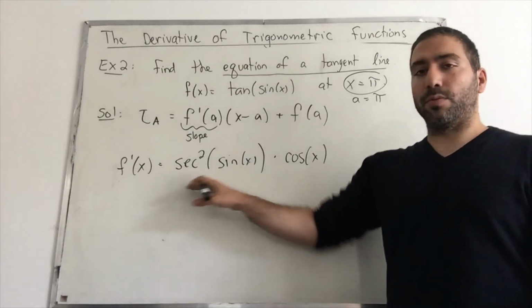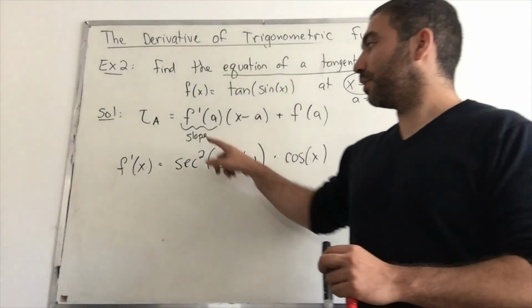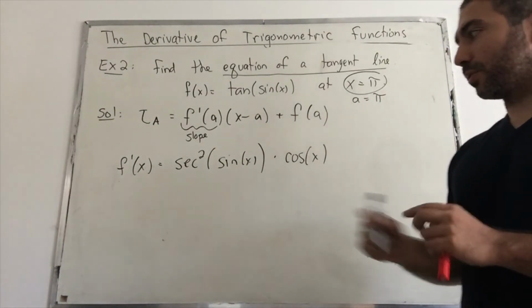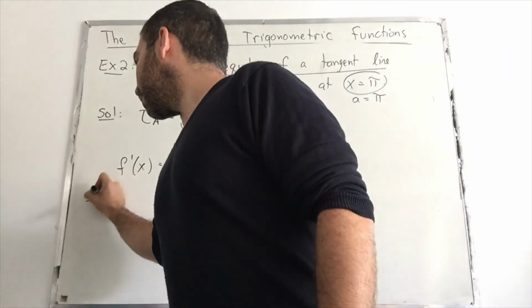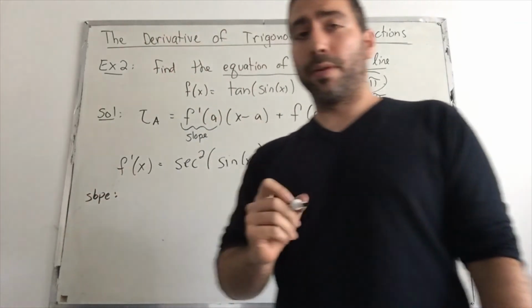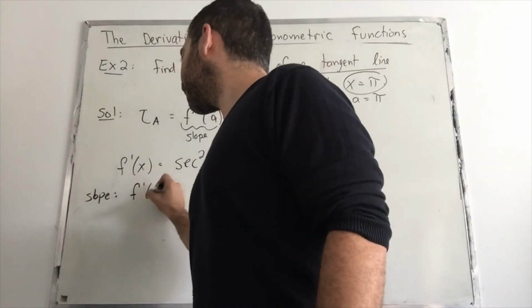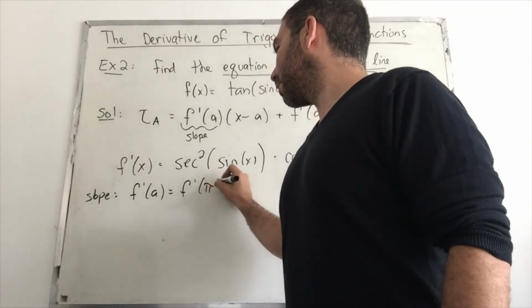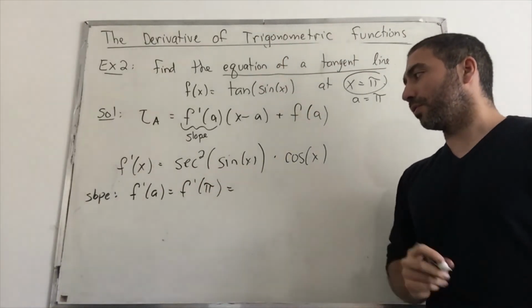Okay, so we found the derivative. Next, what we have to do is find the derivative at the point A, specifically at the point pi. What we're really finding is the slope. So we're looking for f prime of A, which in our case is f prime of pi. So we're plugging pi into this over here.